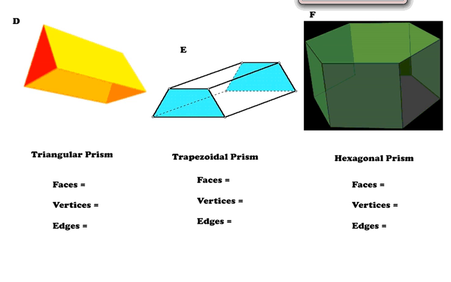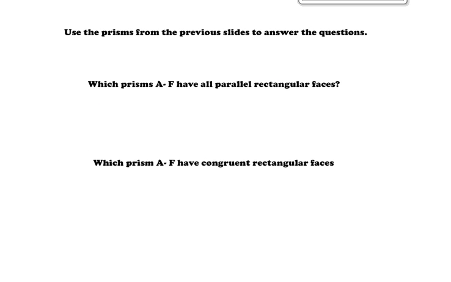All right, hopefully you got all these answers figured out. Let's move on to the next one. It says use the prisms from the previous slides to answer the questions. All right, now that we have this, we want to bring in some other ideas that we want to remember about prisms. First question says, which prisms, A through F, have all parallel rectangular faces?